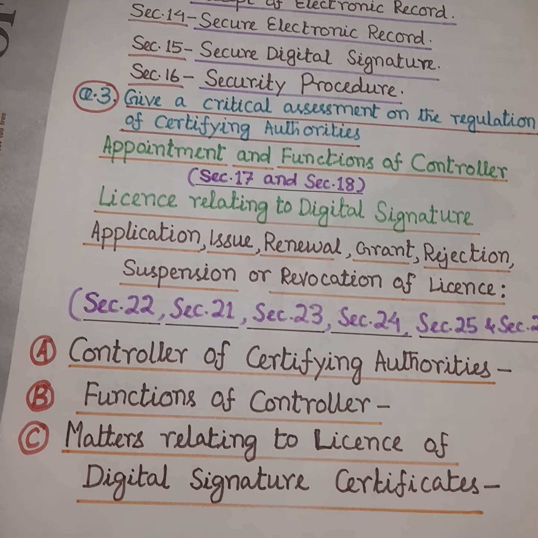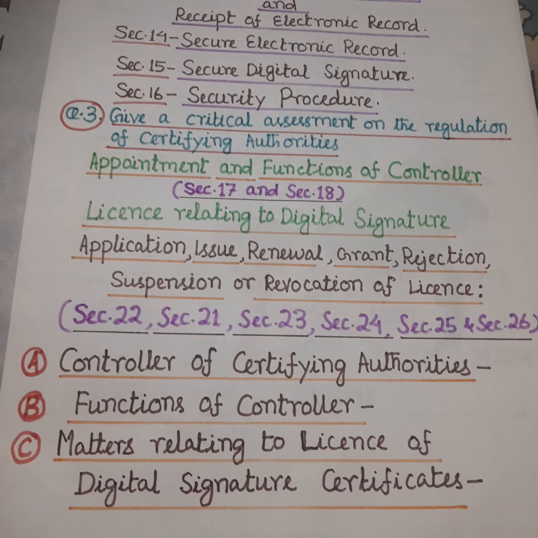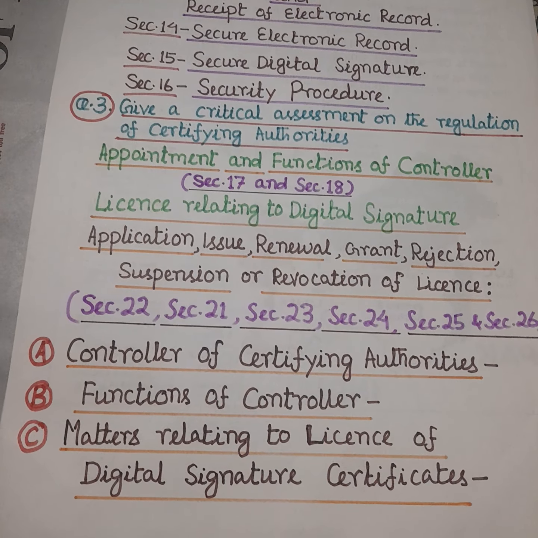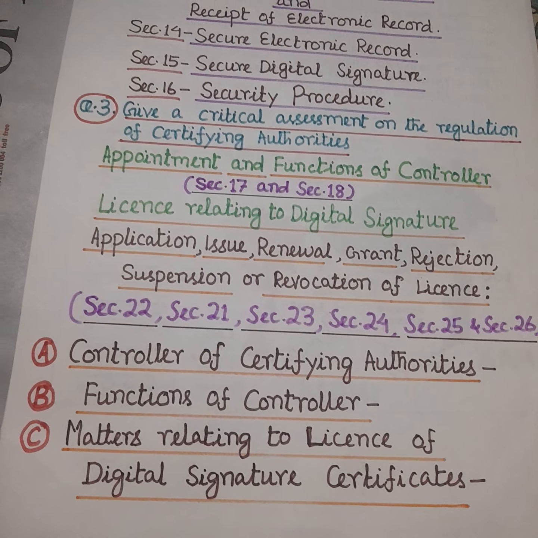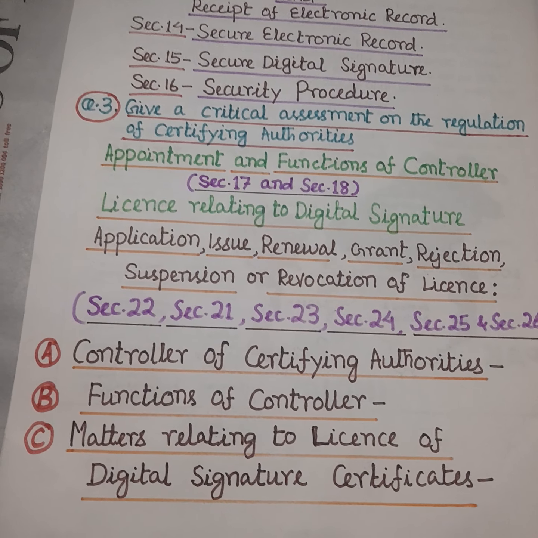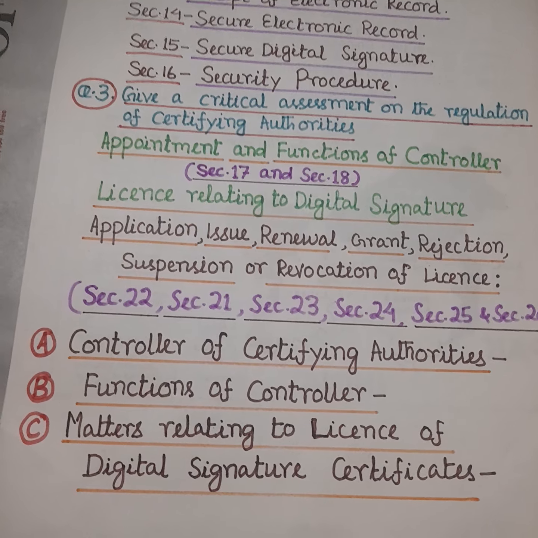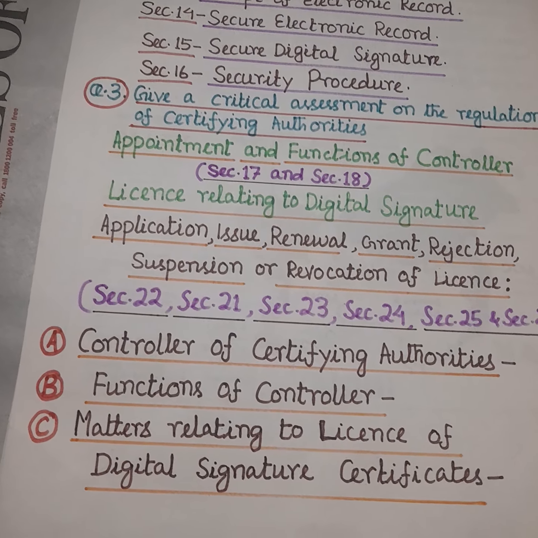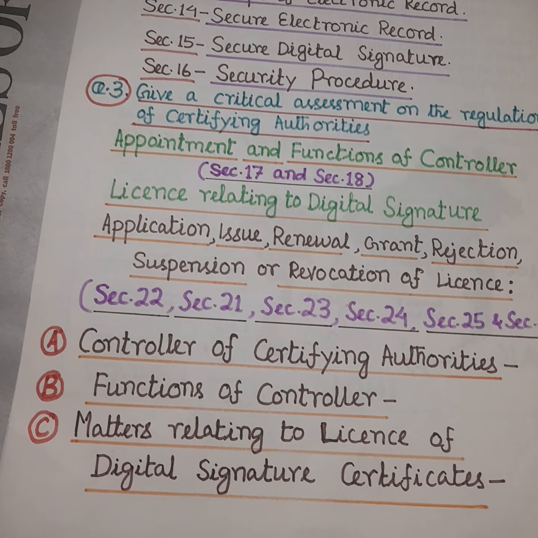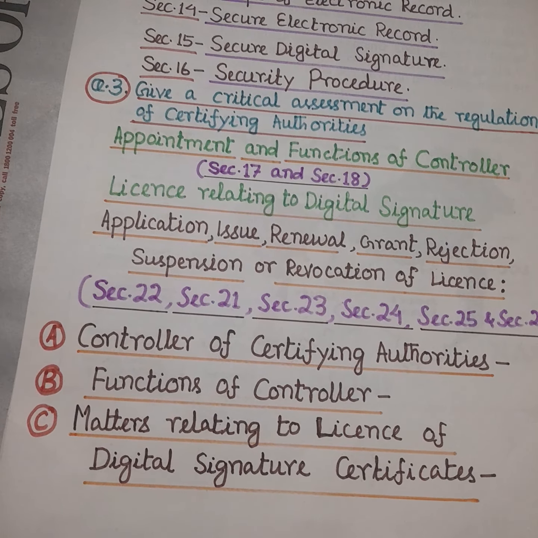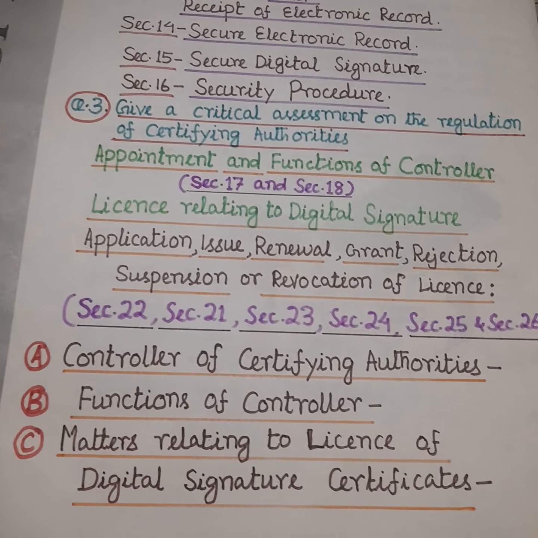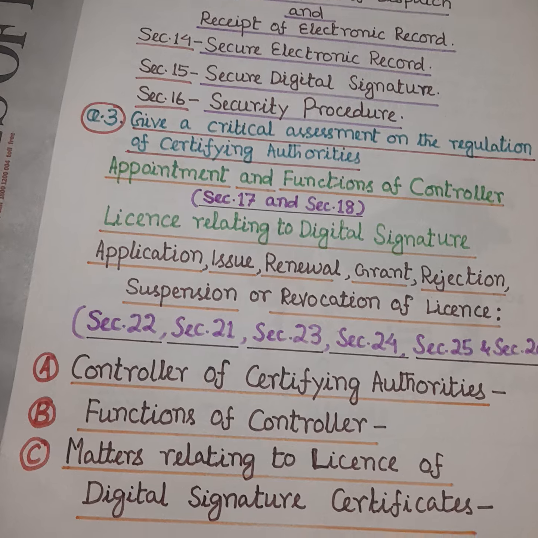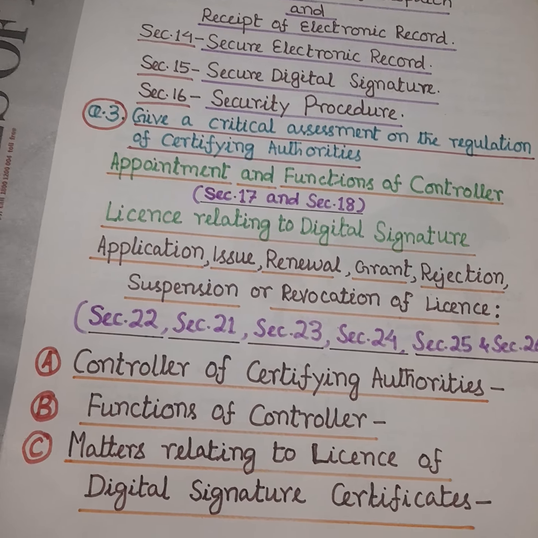And finally, we would like to discuss another important section relating to time and place of dispatch and receipt of electronic record. Except as otherwise agreed between the originator and the addressee, the dispatch of an electronic record occurs when it enters a computer resource outside the control of the originator.